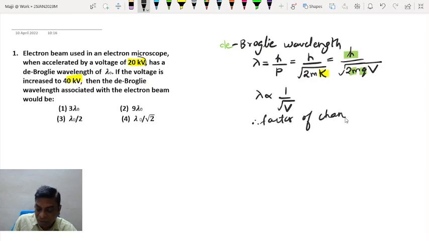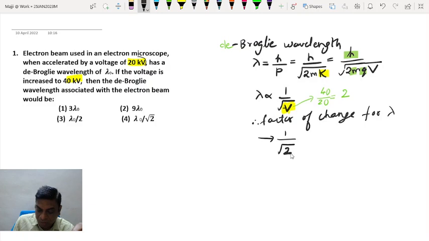Factor of change for lambda will be 1 by under root, and just substitute the factor of change of voltage. What is the factor of change of voltage here? How to calculate the factor of change? Factor of change is nothing but the final value divided by the initial value. The ratio of final to initial value is known as factor of change. So here the factor of change is 40 kilovolt upon 20 kilovolt, that is 2.